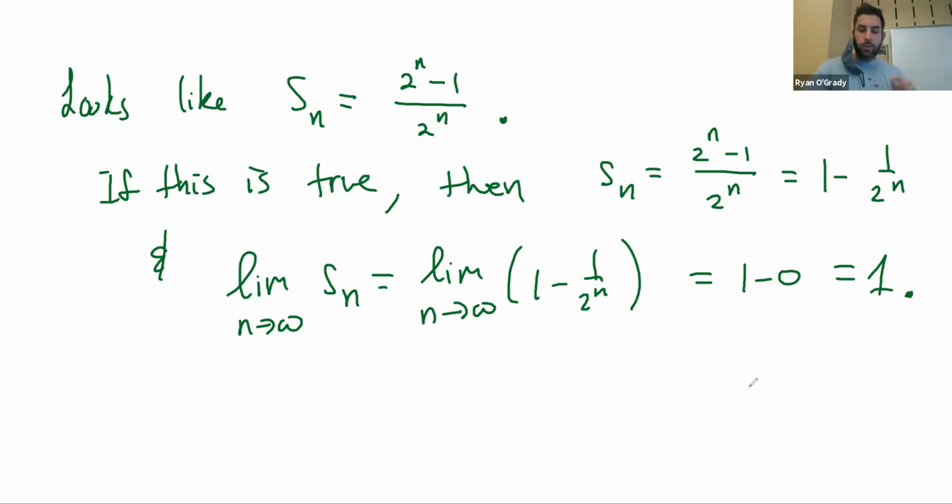So again, there are some very important words that I have here. First off, I said looks, and then I said if. So if what we think is true, then this reasoning follows. But we have to verify. We need to verify this formula for S sub n. And we're going to do it in a second. It's not difficult to do. It requires some cute algebra.